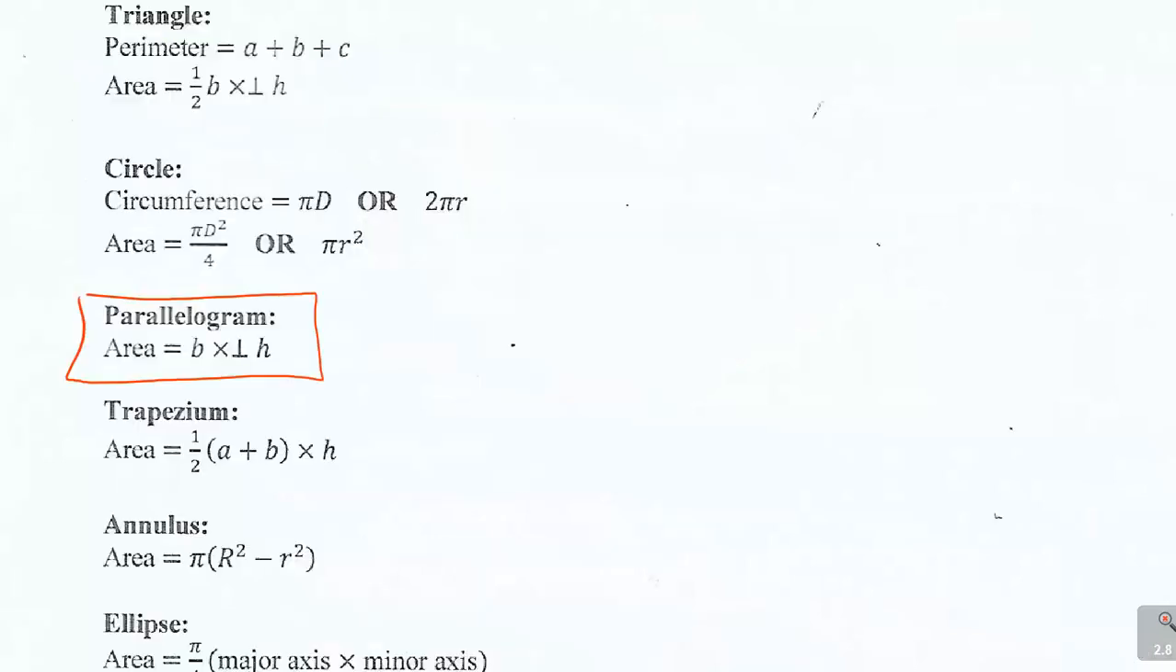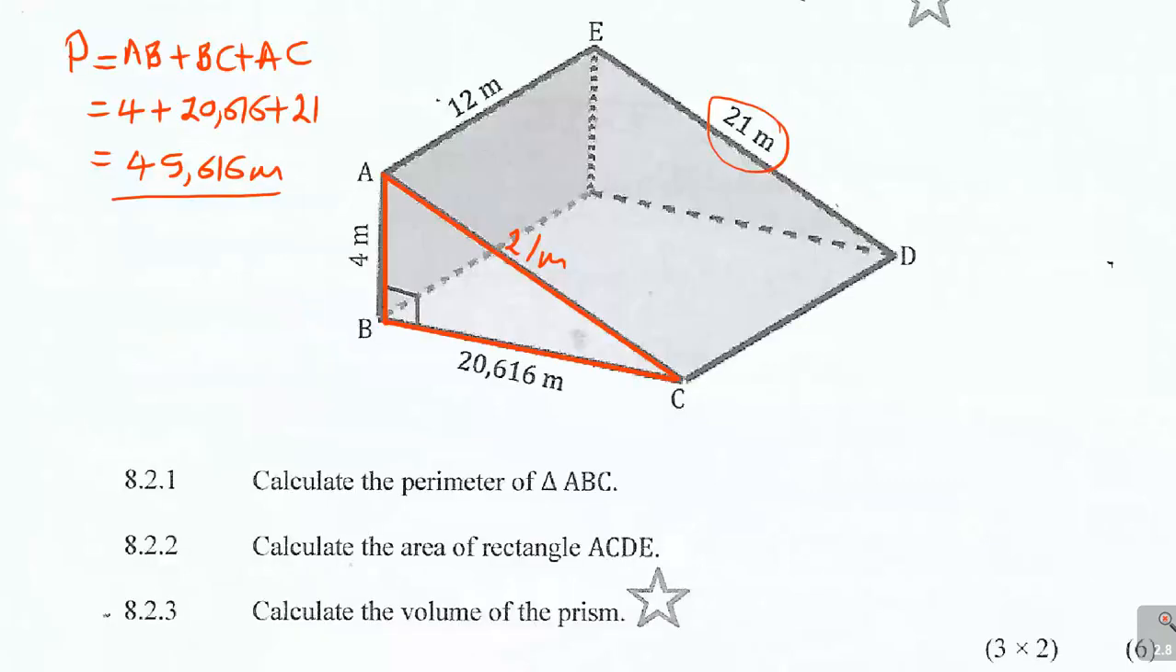And you can check in the formulas. I think we might have perimeter of a triangle, A plus B plus C. So that is that. And then calculate the area of rectangle ACDE. So let's remove that and look at what is given. They want me to find the area of rectangle ACDE. They want me to find the area of this rectangle.